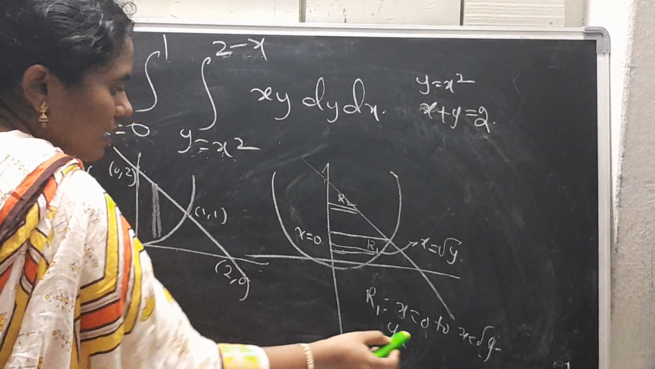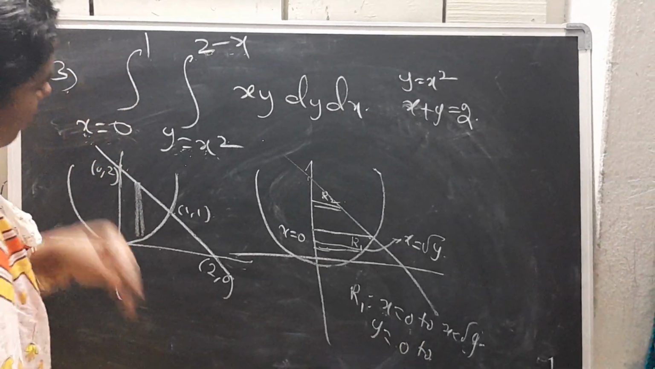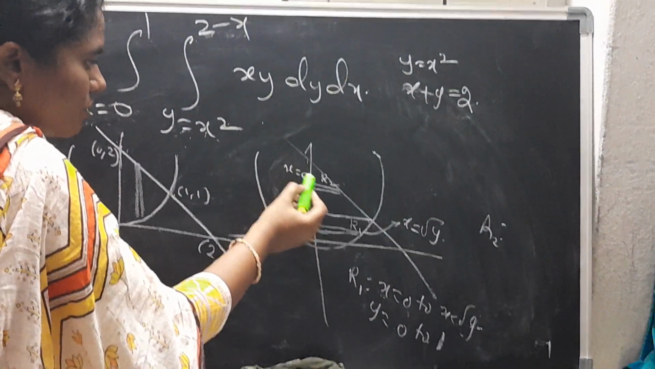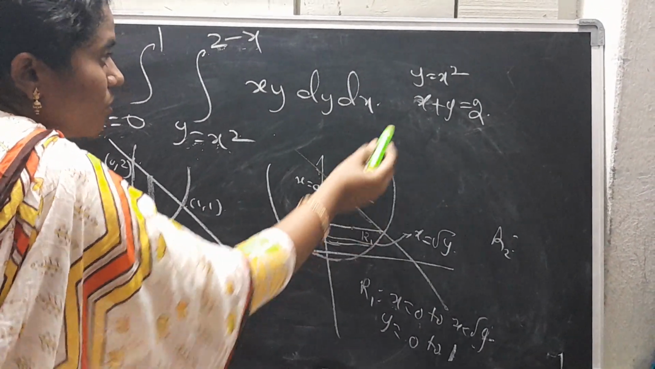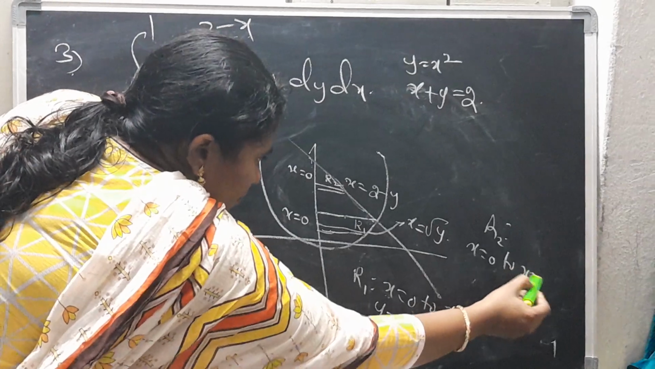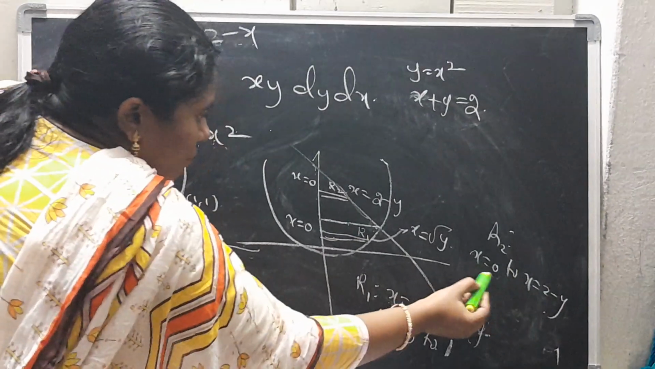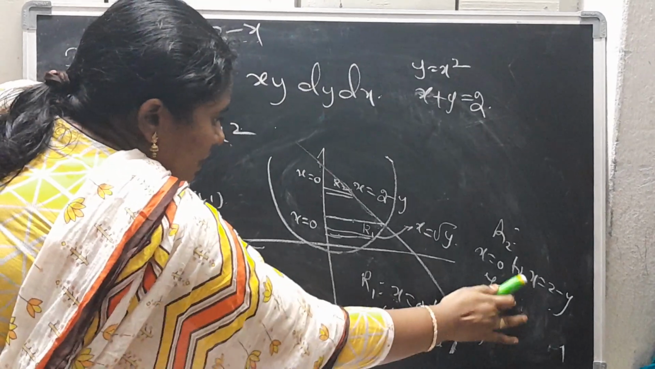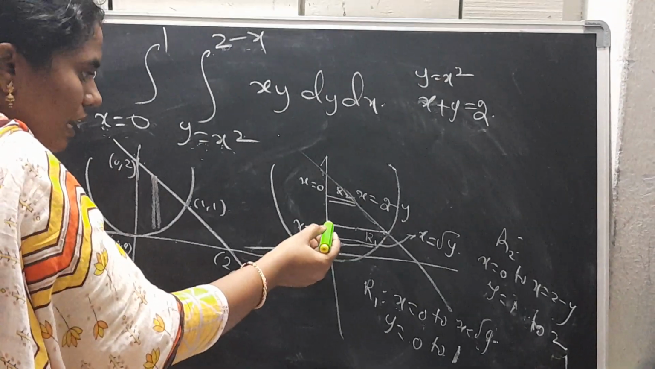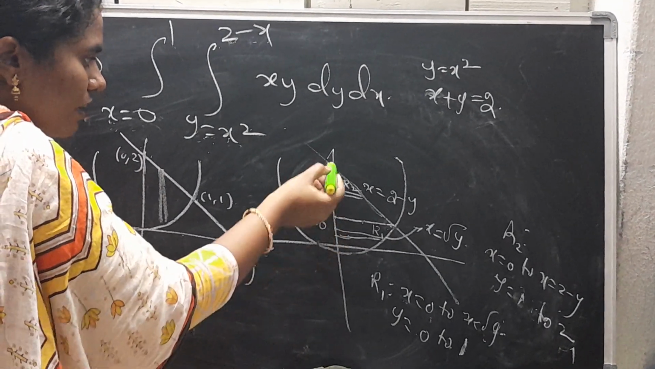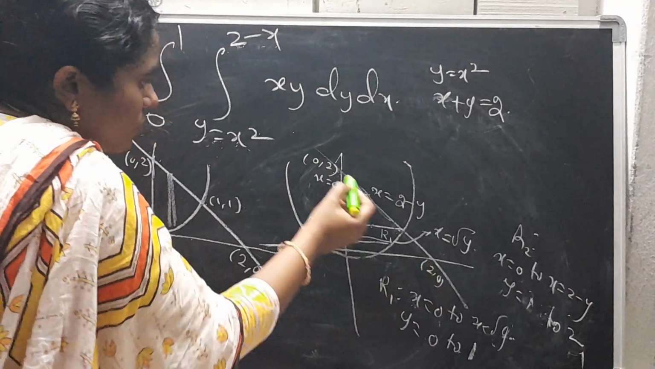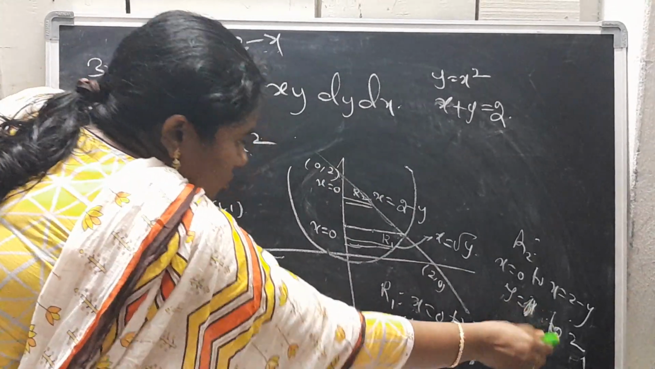Next, what are the y limits here? 0 to 1. Next, R2: here again x equal to 0, and this line is x equal to 2 minus y. So x equal to 0 to x equal to 2 minus y. So x is in terms of y. Now the y values are 1 to 2. Why 1 to 2? Up to here is 0 to 1, and here it is 1 to 2. The point of intersection is 0 comma 2 here, and 2 comma 0 here. So y equal to 1 to 2 here, and 0 to 1 there.